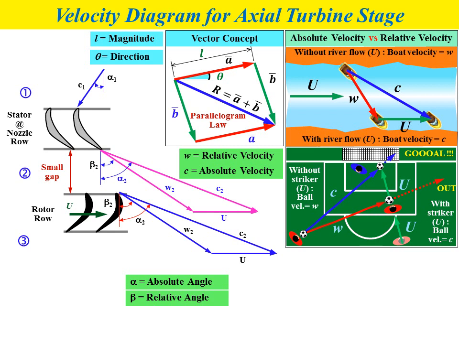Due to the small gap between the nozzle rows and the rotor rows, the velocity diagram at the outlet of the nozzle is actually the same as the velocity diagram at the inlet of the rotor, so we can use the same velocity diagram. Exactly the same velocity diagram.